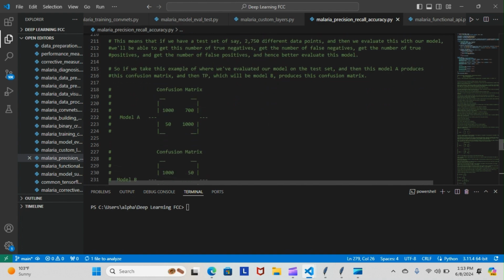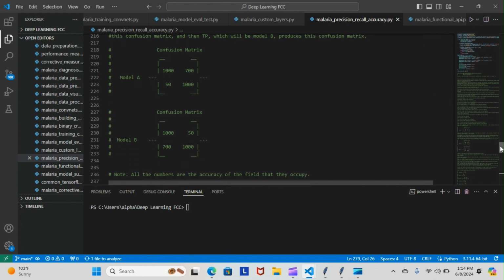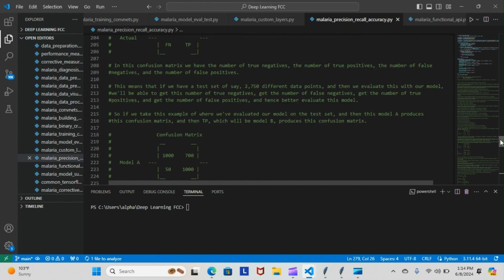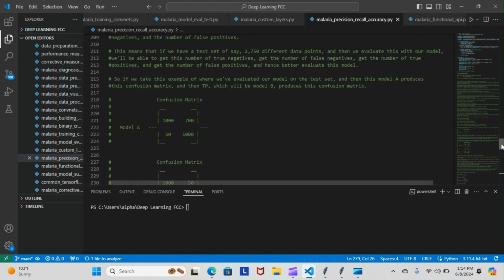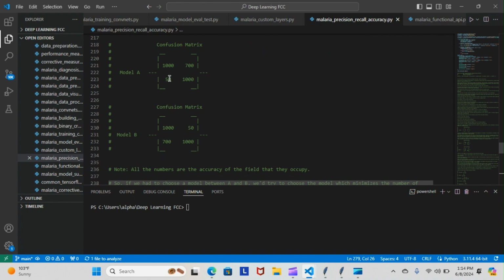So if we take this example where we evaluate our model on a test set, model A produces this confusion matrix, and model B produces this other confusion matrix. You can see our two confusion matrices here, model A and model B. They're almost identical, except for the FN and FP fields. In model A we have 50 for the FN and 700 for the FP, and for model B we have 700 in FN and 50 in FP. So they're flipped.